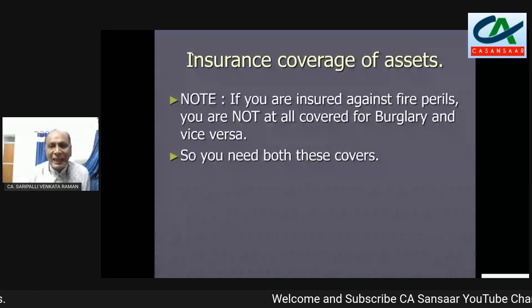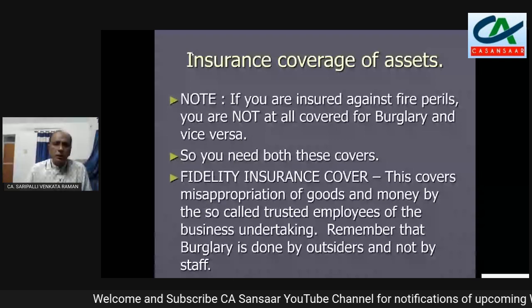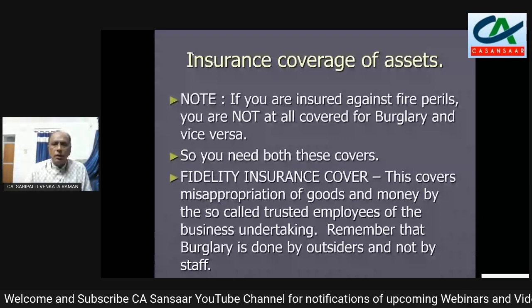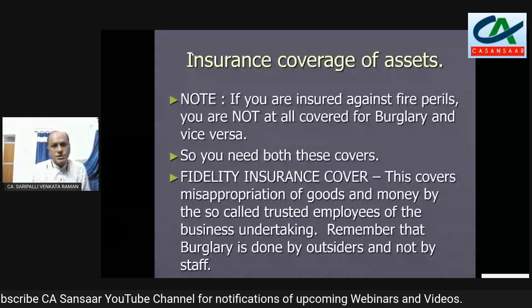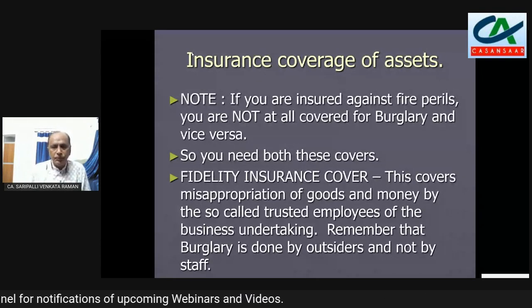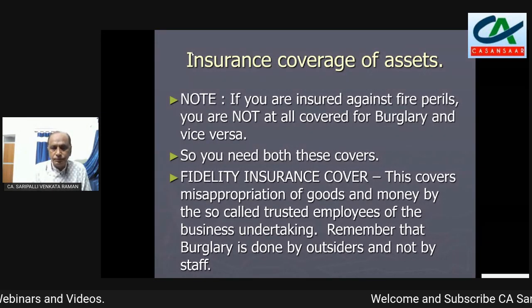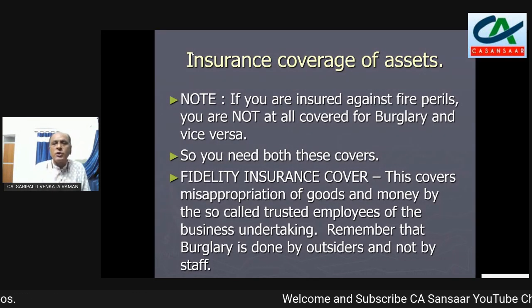What is a fidelity insurance cover? This cover ensures insurance against a misappropriation of goods and money by the so-called trusted employees of the business undertaking.